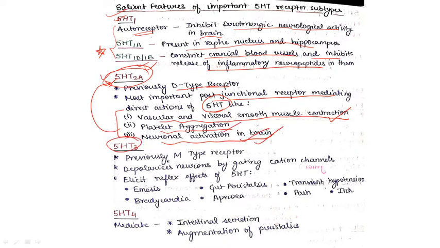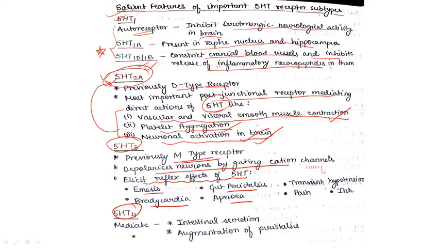Now going to the 5-HT3, previously the M-type receptor. It depolarizes neurons by opening cationic channels. Clear? And it also elicits reflex effects, such as emesis, bradycardia, gut peristalsis, apnea, like this.